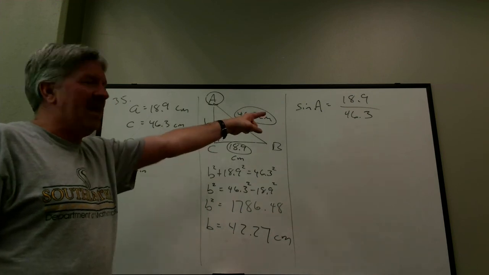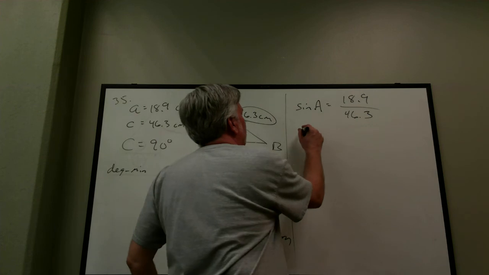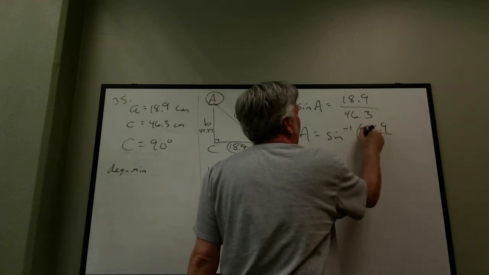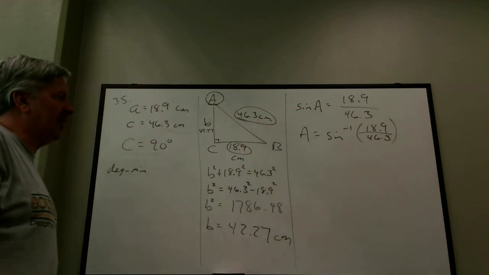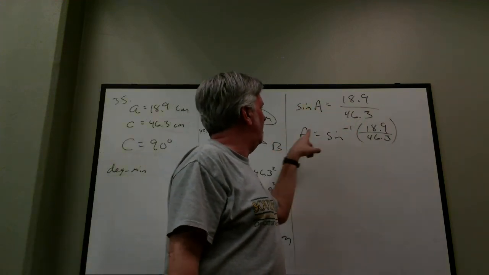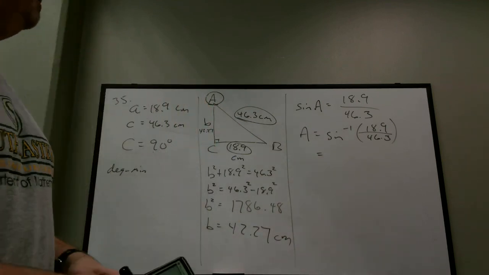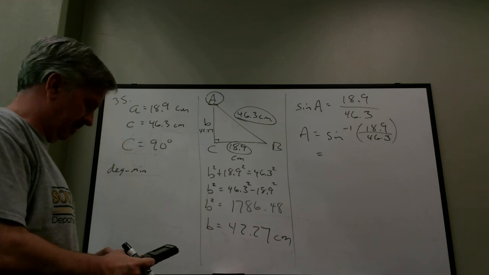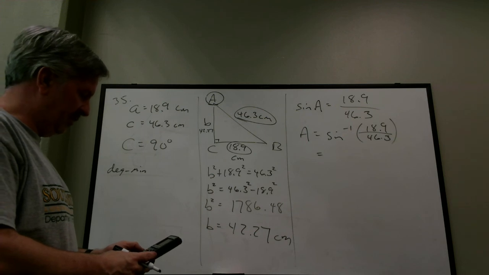Remember, this is from the last section, okay? Sine of an angle is a number, so the angle is sine inverse of the number. You have to remember stuff from previous sections. You can't just purge once we're done with the section and we move on. Sine of an angle is a number, sine inverse of the number is the angle. Okay, so that's what we need to type in: sine inverse of 18.9 over 46.3.